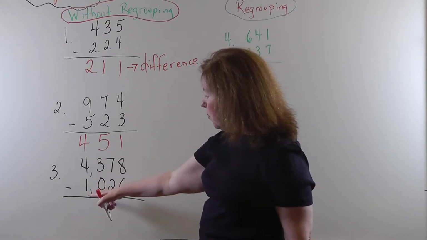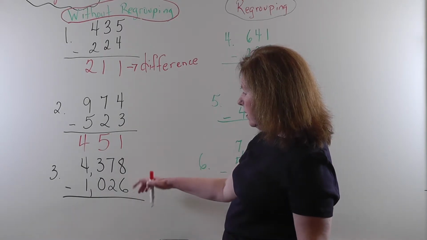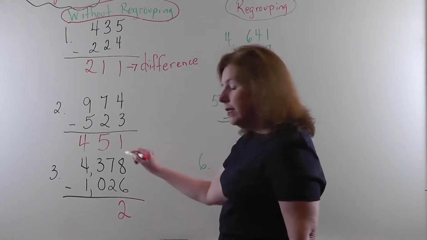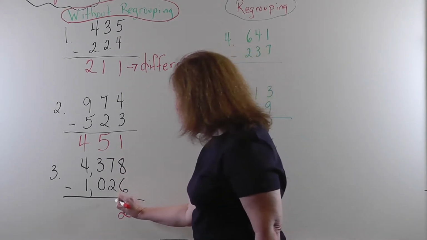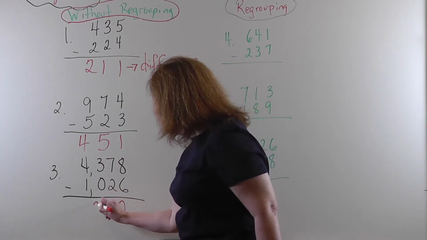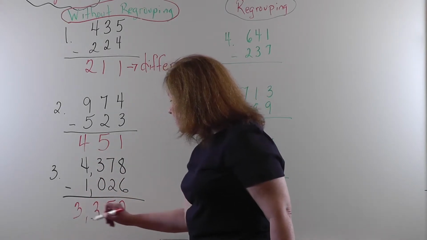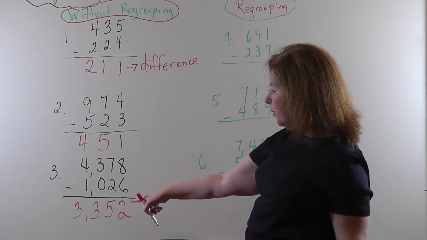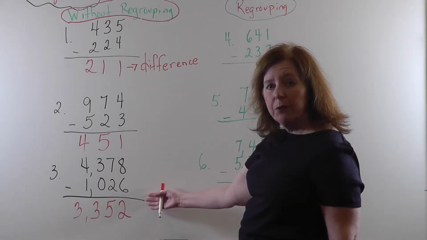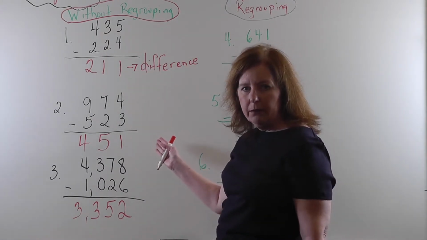4,378 minus 1,026. I start with my ones place. 8 minus 6 is 2. 7 minus 2 is 5. 3 minus 0 is 3. 4 minus 1 is 3. So my difference is 3,352. So all of these subtraction problems, I'm subtracting them all and I'm not regrouping.